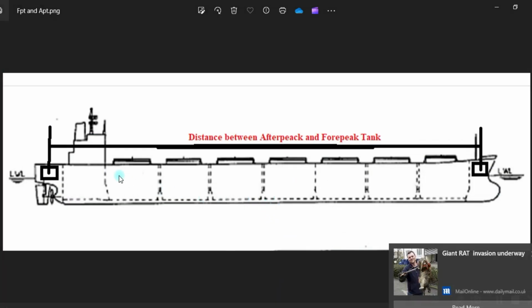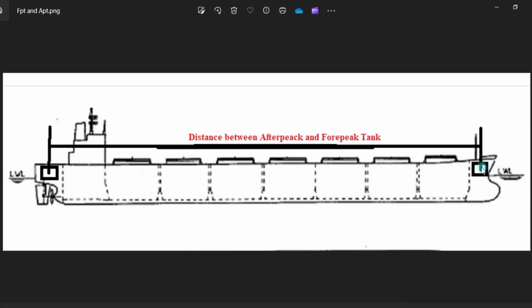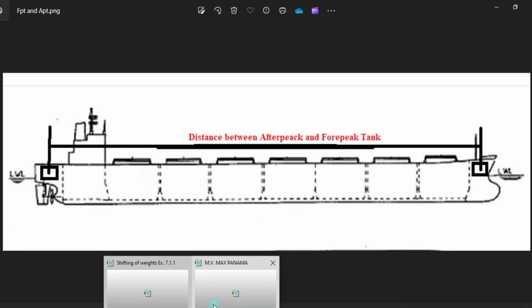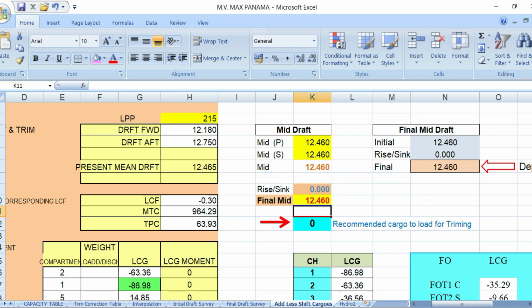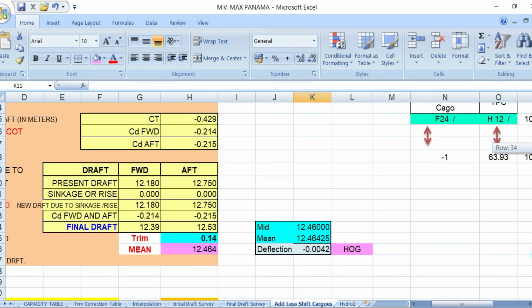Meaning to say, if you take out 200 metric tons here, pump out 200 metric tons here, and you pump in 200 metric tons here, the mean draft will not change, or the mid draft will not change. It will be 12.465. So that is the reason why you have this mid draft here of 12.465, and you have a zero deflection.